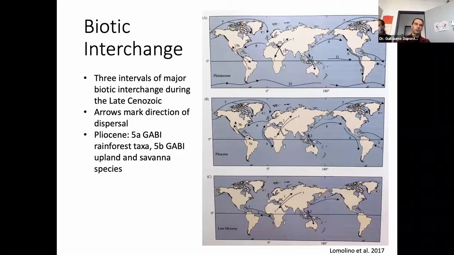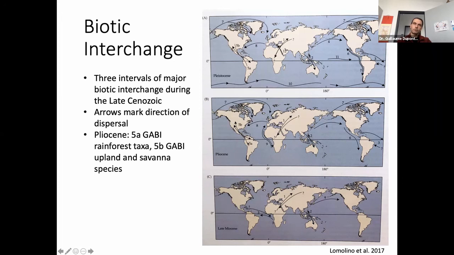So we have to go back. Yeah. On a global scale, we just talked about the Pleistocene. You've seen the sea level map. There are three global periods of biotic interchange: the Pleistocene, the Pliocene, and the late Miocene. Yeah. Of course, in the Pleistocene, it was sea level. And in the Pliocene here, it's assumed that we had this great American biotic interchange.